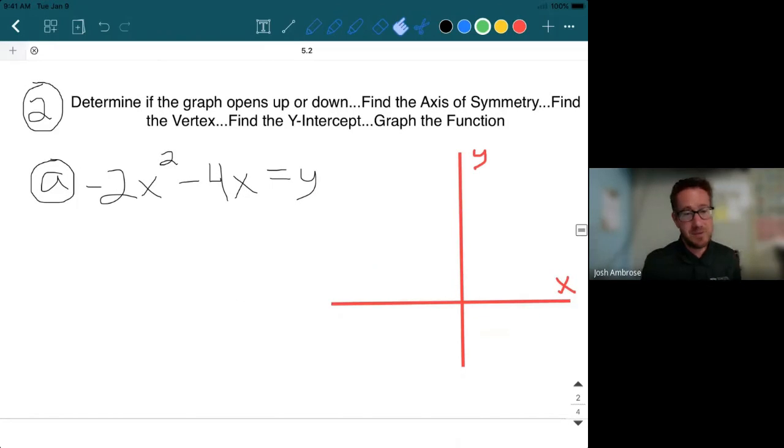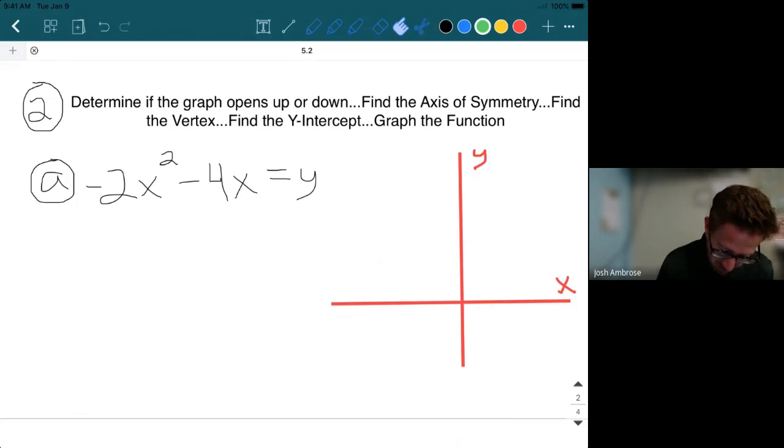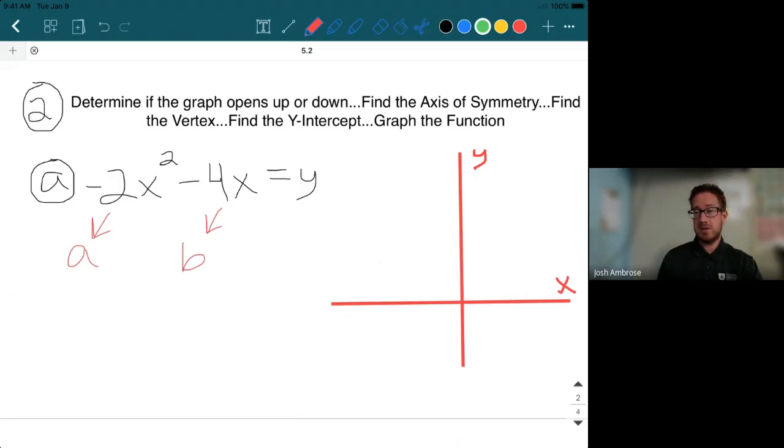All right, standard form. Here we go for standard form. You see a negative 2. This is our A value. This is our B value. And you'll notice there is no C. So what does that tell you about C? That would tell you that C equals 0. If there's no C value in there, then C is 0.